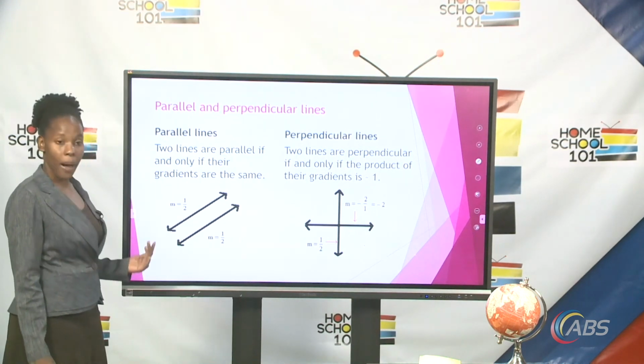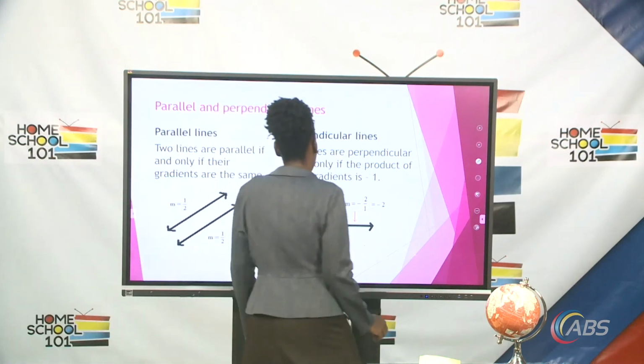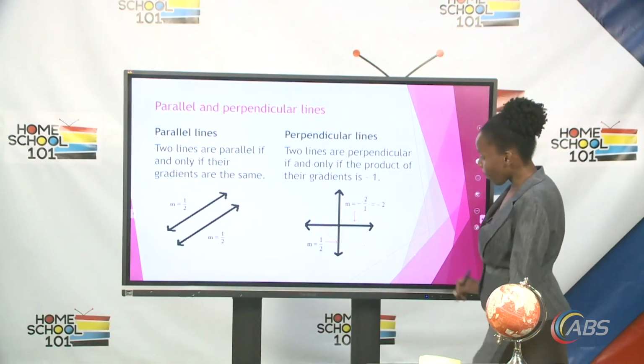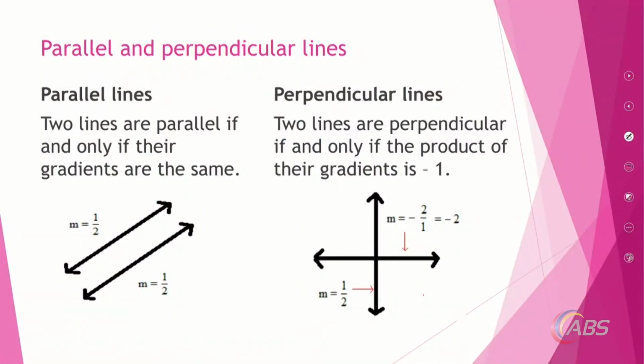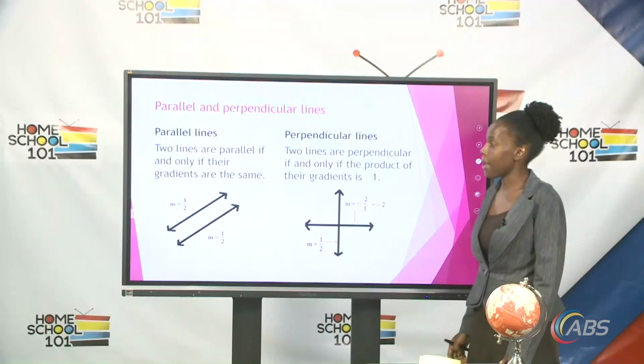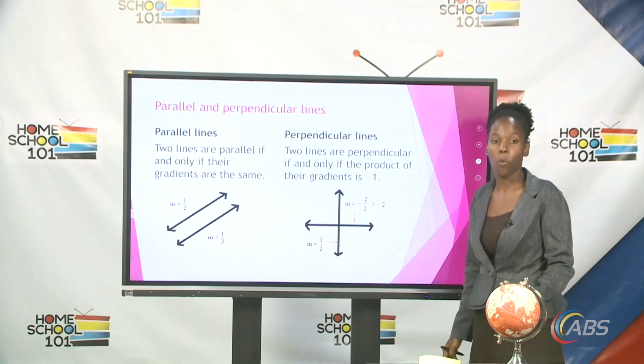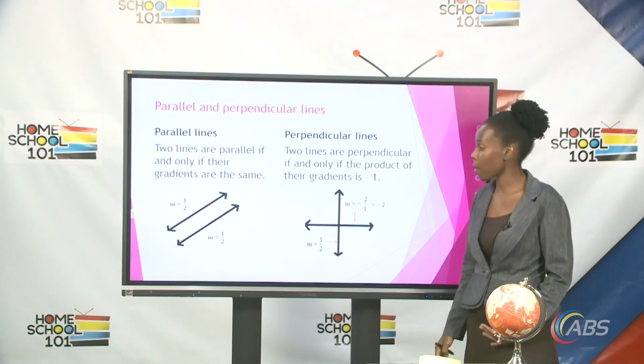the lines are parallel. In terms of perpendicular lines, they bisect each other at 90 degrees, and they are perpendicular if the product of their gradients is equal to negative 1. So therefore, m times m1 would give us a value of negative 1. Or what we could say, they are perpendicular if one gradient is the negative reciprocal of the other.